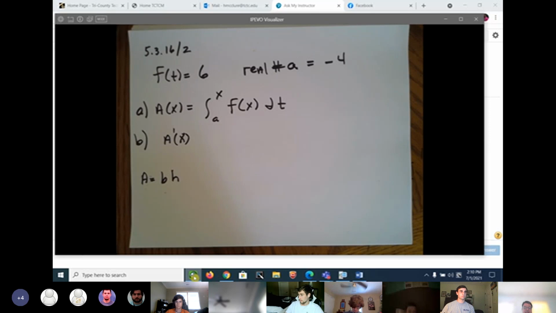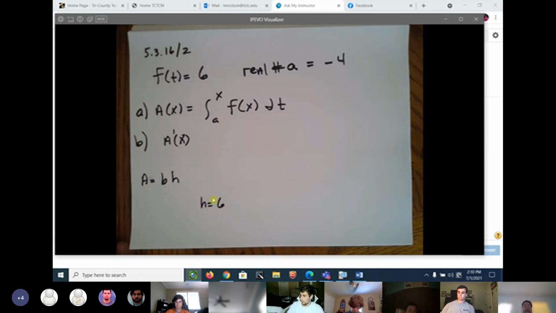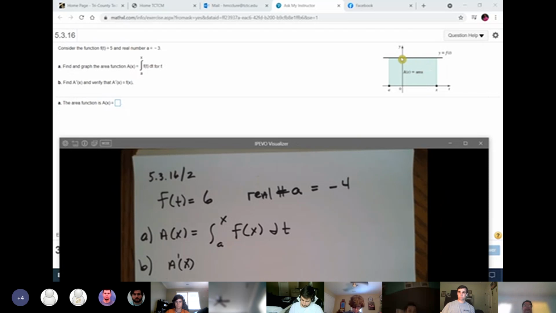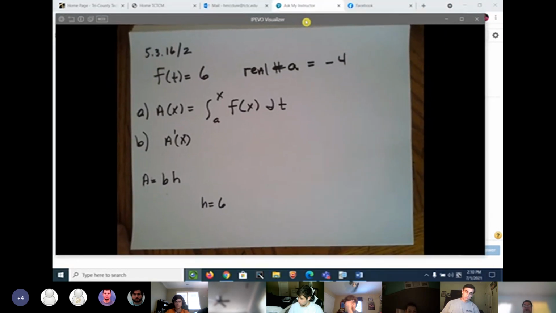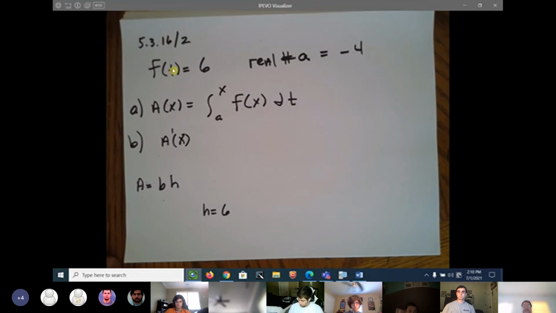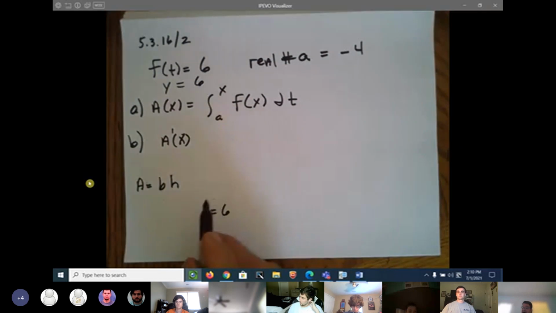Okay, the height is equal to 6, because it says in the question that f of t is equal to 6. f of t, it's like f of x. I don't know why they can't just say f of x. But anyway, they do everything they can to confuse you on some of these homework problems. So f of t is equal to 6. That's the same thing as saying y is equal to 6. So the height is equal to 6.